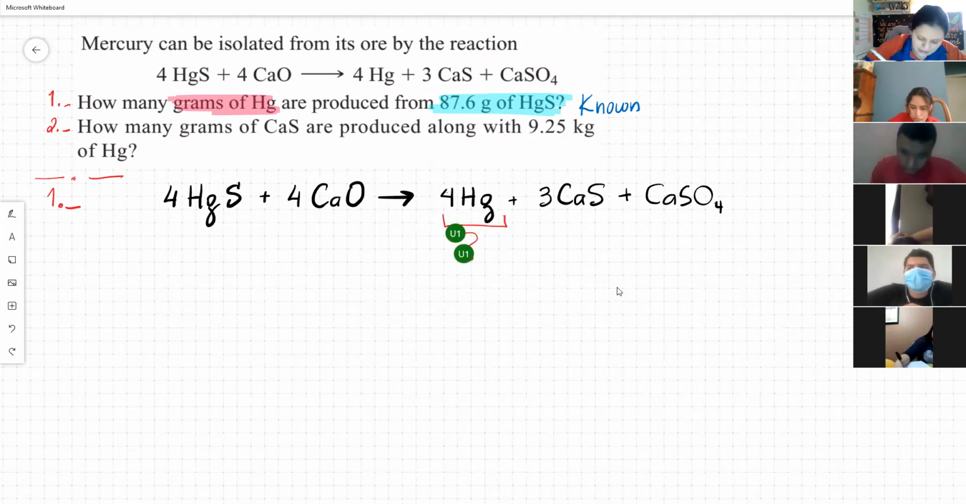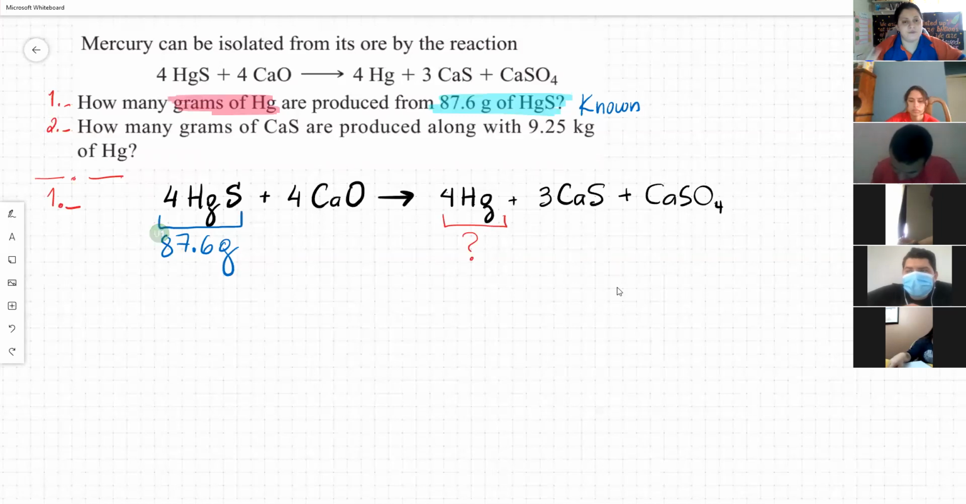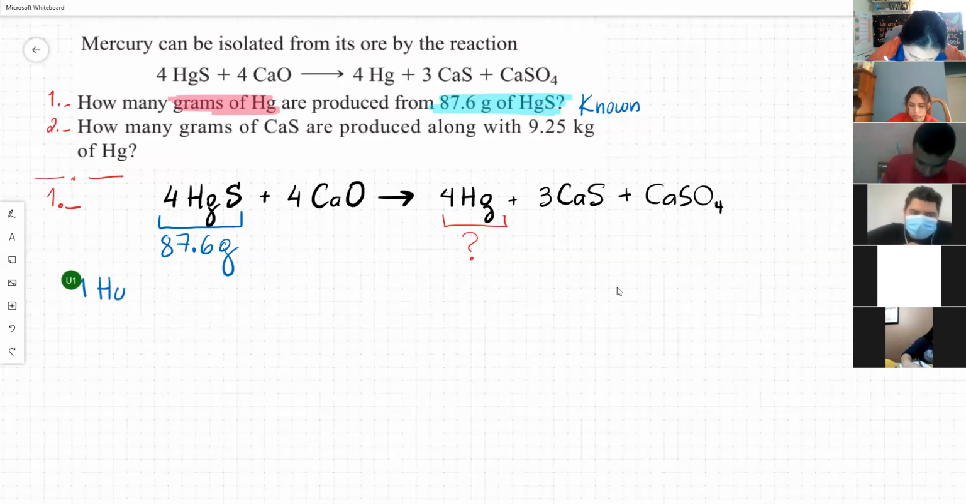Okay, and the given is mercury sulfide that you have over there, 87.6 grams. Now, from this, we need to write the molar mass. What will be the molar mass of mercury sulfide? It's going to be 1 mercury atom plus 1 sulfur. How much is this?